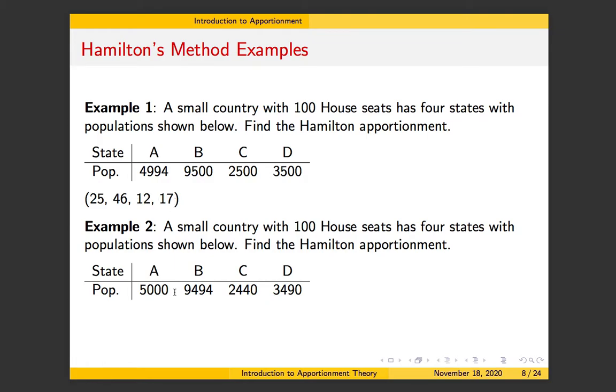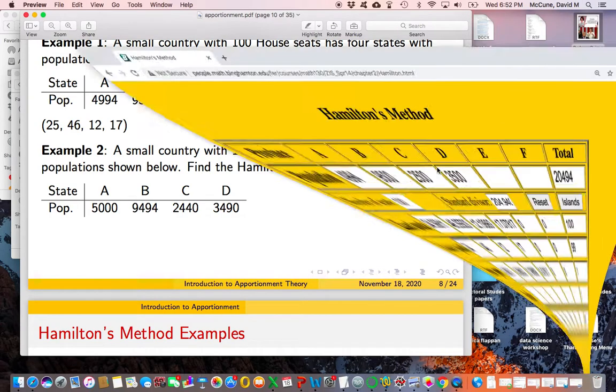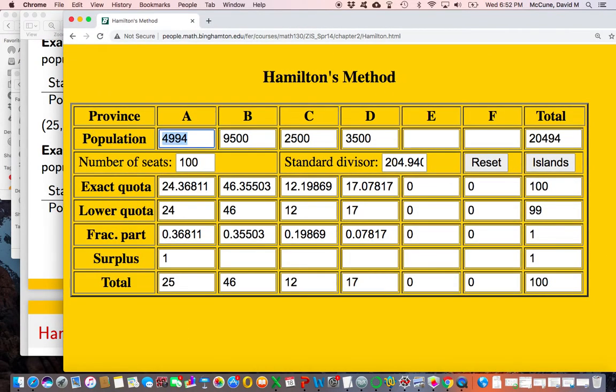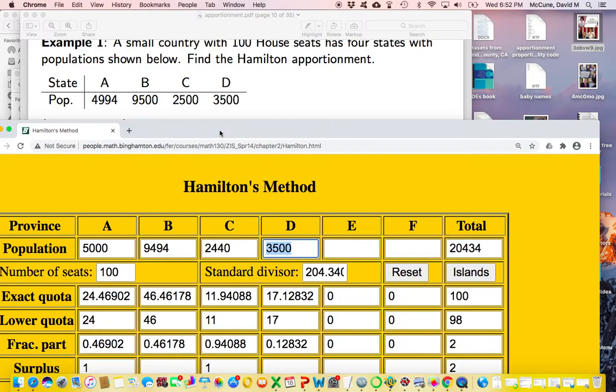So now let me jiggle these populations a little bit. Suppose that 6 people move from B to A. So there's now a 5,000 here and 6 fewer here. Suppose that 60 of these people leave the country or die maybe. 10 of these people also leave the country. Let's find the Hamilton apportionment now. So I go back here and I say 6 more people here, 6 fewer people there, 2440, 3490.